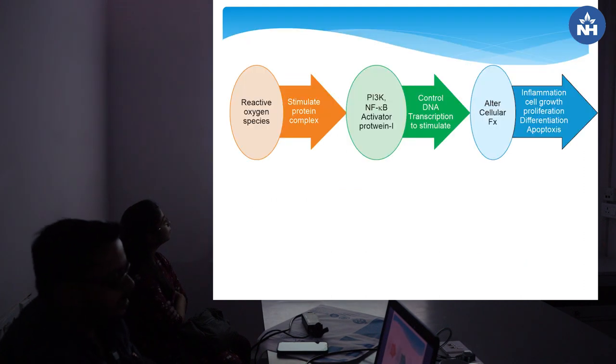This is a flowchart showing the pathway of damage. The reactive oxygen species stimulate the protein complexes PI3K, NF-kappa B, and activator protein 1, which control the DNA transcription to stimulate inflammation, cell growth, proliferation, differentiation and apoptosis by altering the cellular function.